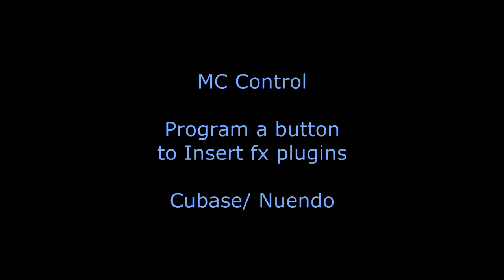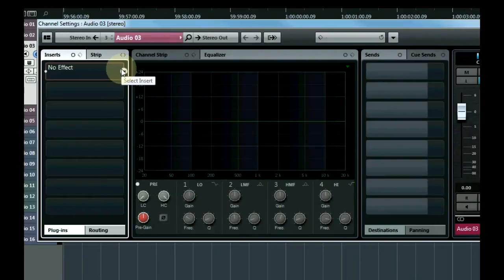This will show you how to program a button to insert a specific effect in Cubase Innuendo. One of the things I've been trying to figure out how to do in Cubase Innuendo is to have one button insert an effect on a track without having to use the menu and the mouse and all that. But because of the way Cubase Innuendo is set up, there's no way to get around using the mouse.